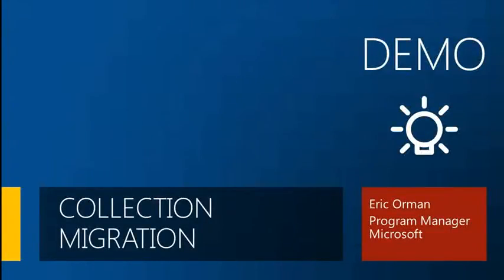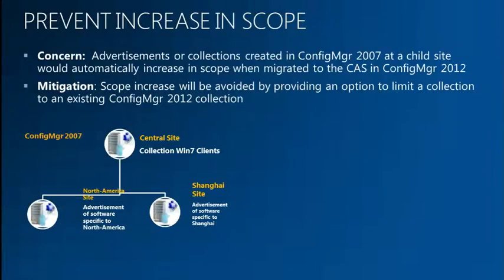So you have very complex queries and you have complex things out there. We're going to try to look at those also. And so one of the other things I talked about is increasing in scope. So when you do a migration, so let's say you configure migration for all your primary sites. So you've got, in 2007, you have a central site, and you have a primary site in North America, and you got another one in Shanghai.